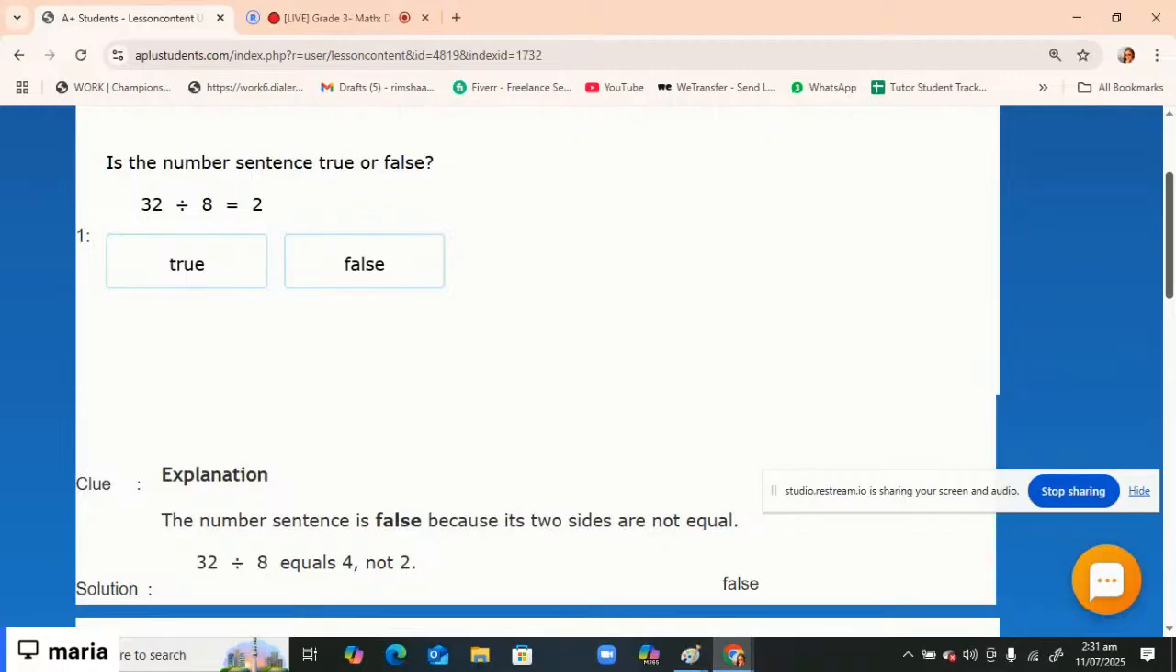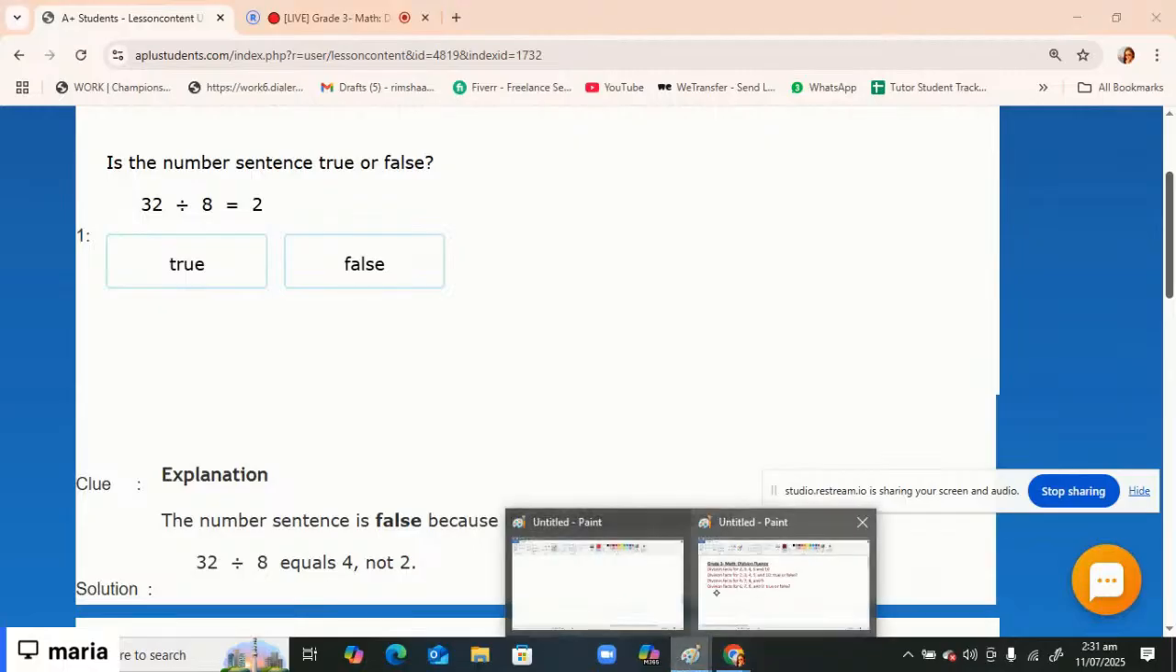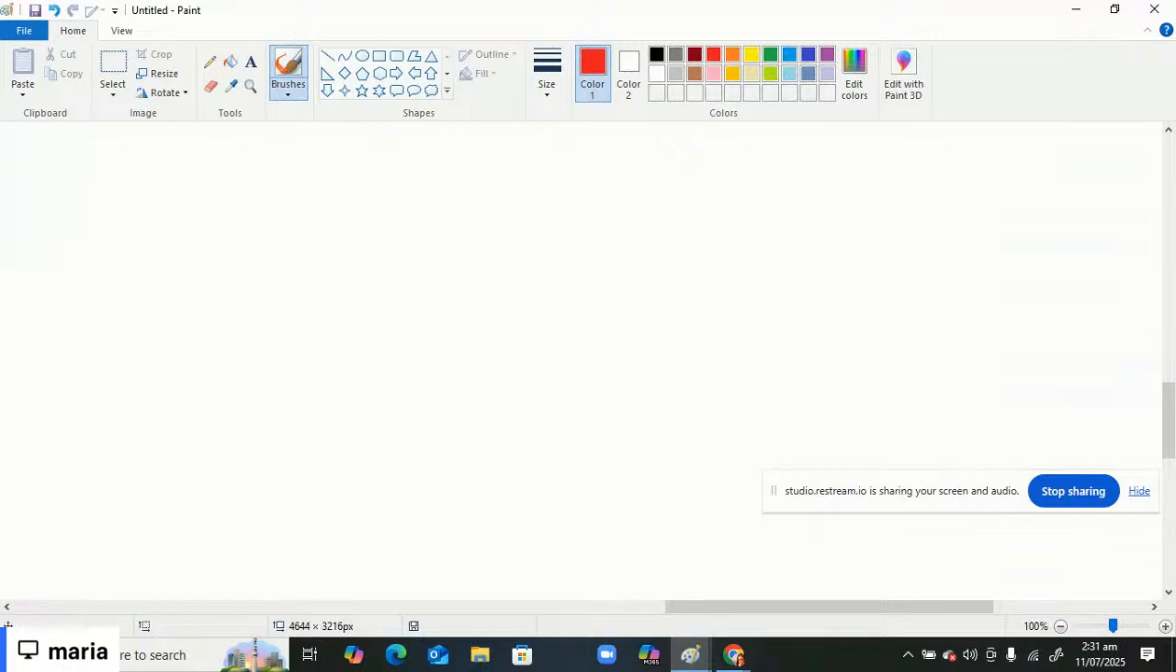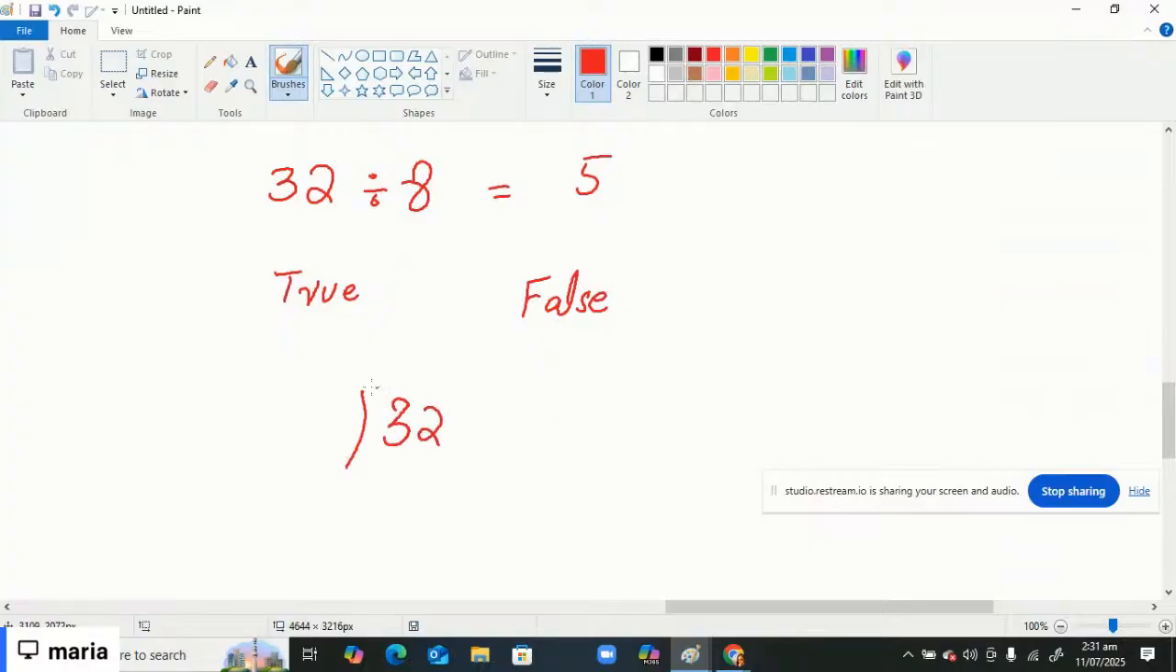Is the number sentence true or false? Let's just divide it and then let's see. Here is 32 divided by 8, and the answer is already given. Let's suppose the answer given is 5. So is it true or false? Let's see. So putting 32 inside the division and 8 outside of the division.